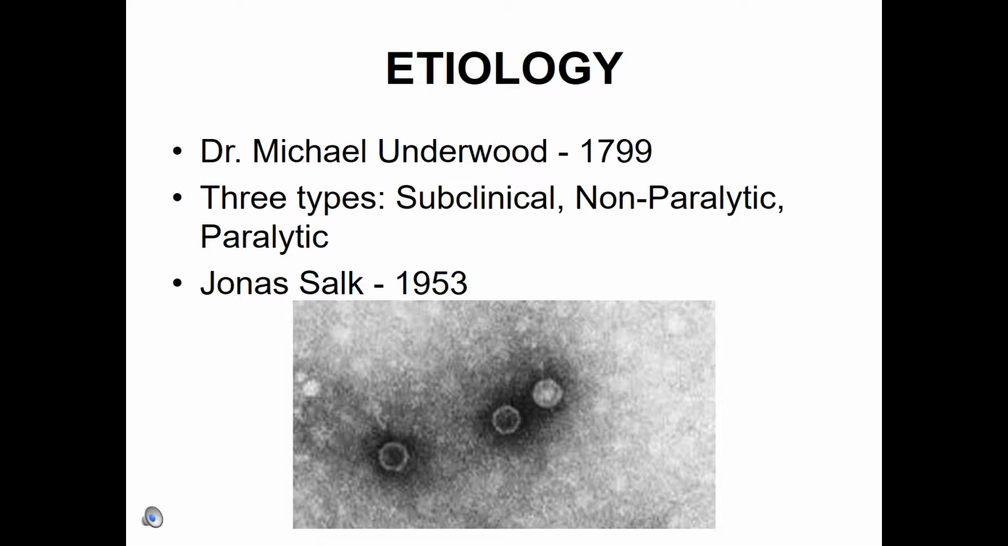The second type is called non-paralytic. This type does not result in full paralysis, but patients do suffer from some problems with their CNS, namely stiffness or pain in the limbs. The third type is referred to as paralytic, and it's the rarest but also the most severe form. This results in full or partial paralysis.